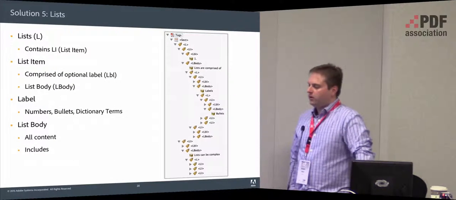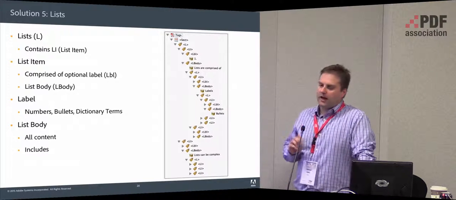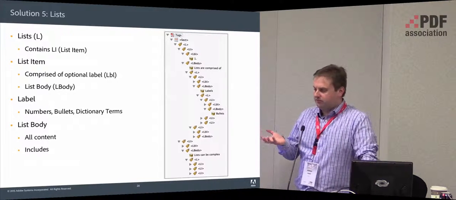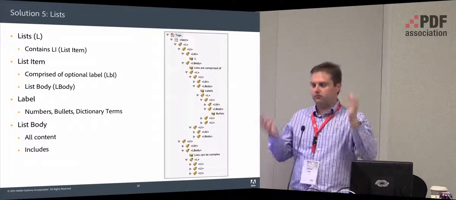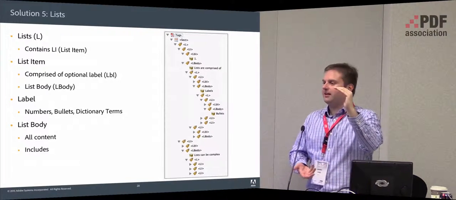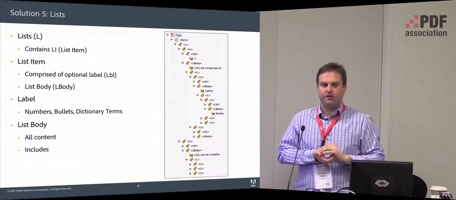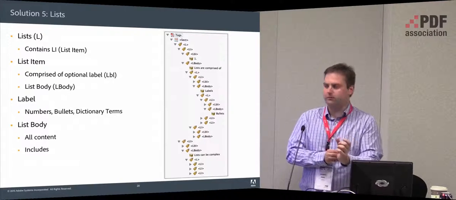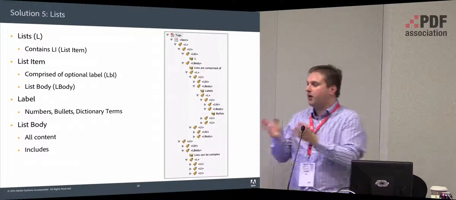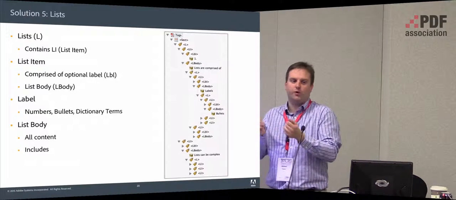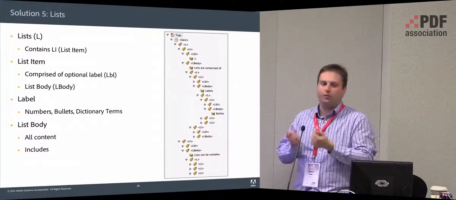So let's just talk about something like lists. Lists are represented, but lists are broken into substructure. Lists have the actual list itself. Within lists, there are list items. Within a list item, you can optionally split the content into a label, for example, a bullet or a number, and the actual body of the content, which is the actual content, removing the typography aspect. It's the logical part of the list.